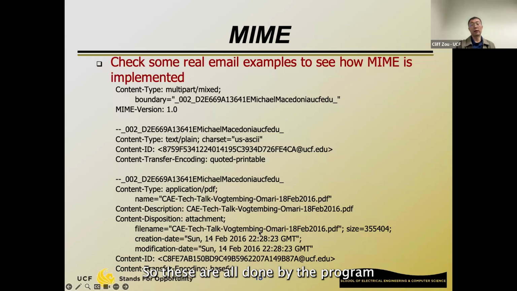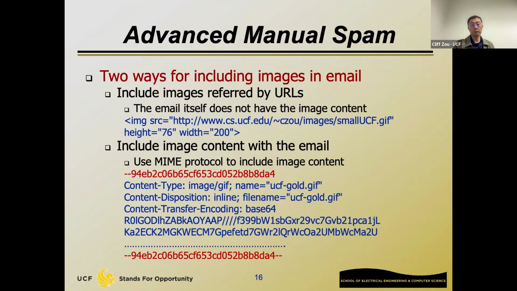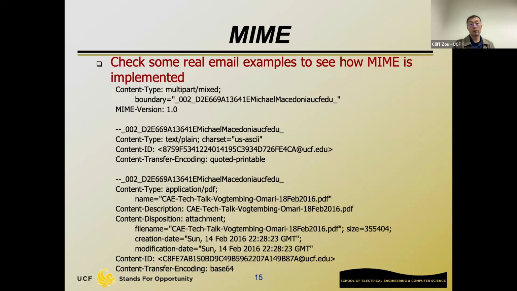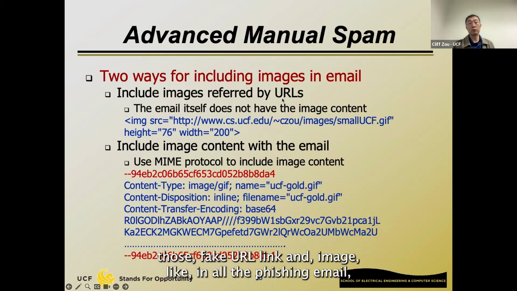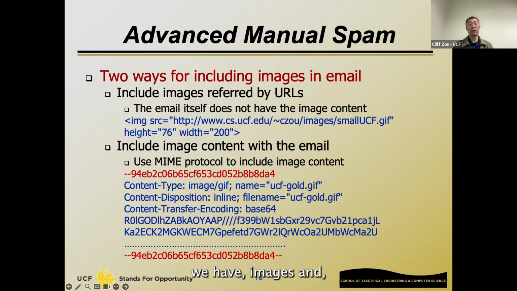So these are all done by the program. Then the receiver mail server also reads this, extracts the corresponding content, decodes it using base 64, and then saves it with the provided file name. So that's how the MIME protocol works. So this is how you send an attachment using email. How about those fake URL links and images, like in all the phishing emails? They have images, or they could have URLs in them.